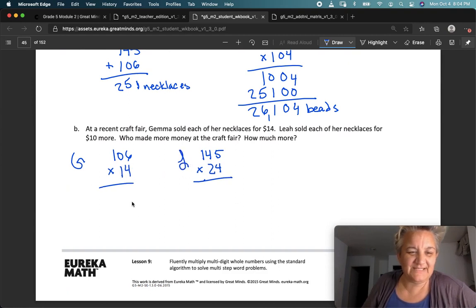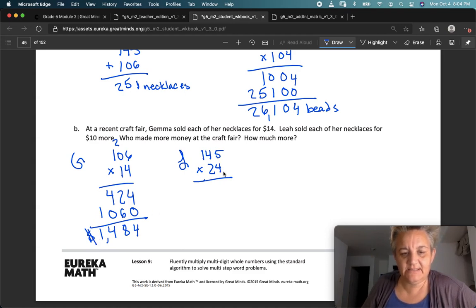So 4 times 6 is 24, carry the 2. 4 times 0 is 0, plus 2 is 2. 4 times 1 is 4. Now the 10s, 6, 0, 1. And then add 4, 8, 4, 1. That's how much she made.